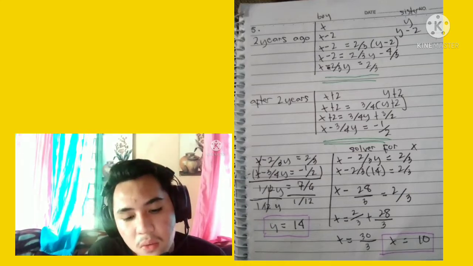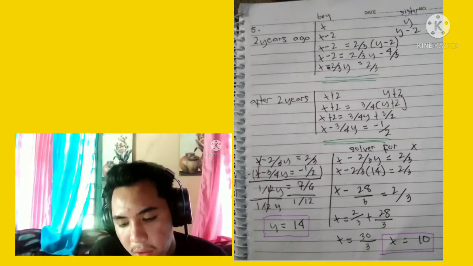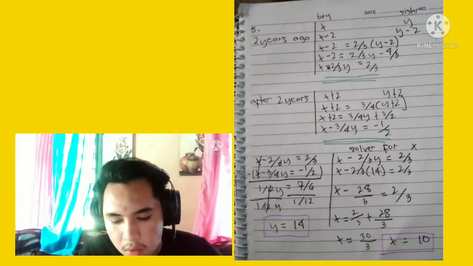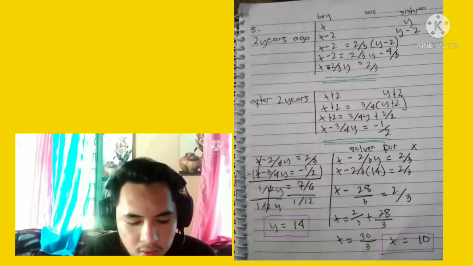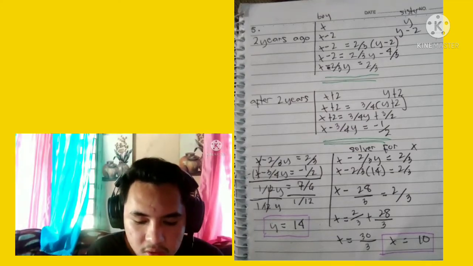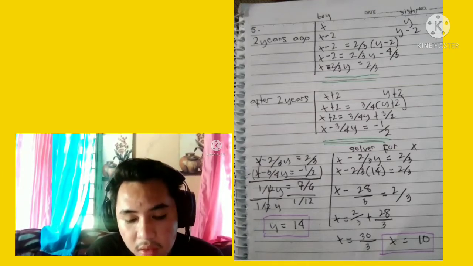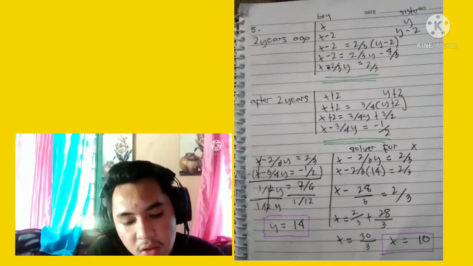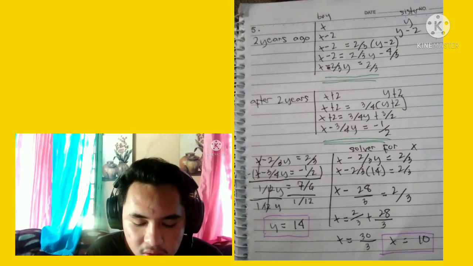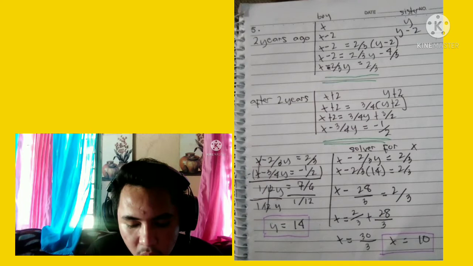So x plus 2 equals 3/4 because here a boy will be 3/4 as old as his sister in 2 years. So now let's solve: x plus 2 is equal to 3/4 y plus 3/2. And now we have another equation, which is x minus 3/4 y equals negative 1/2.